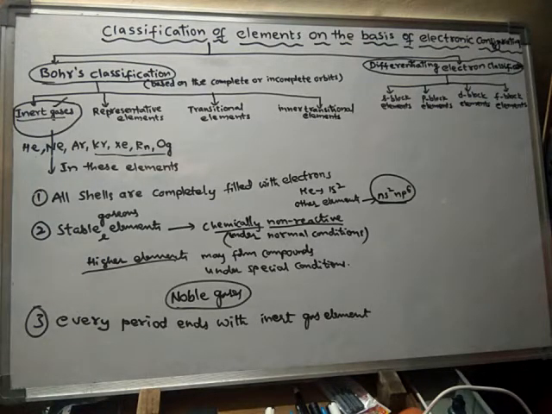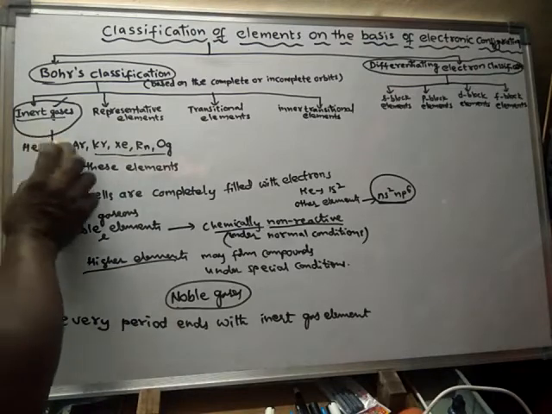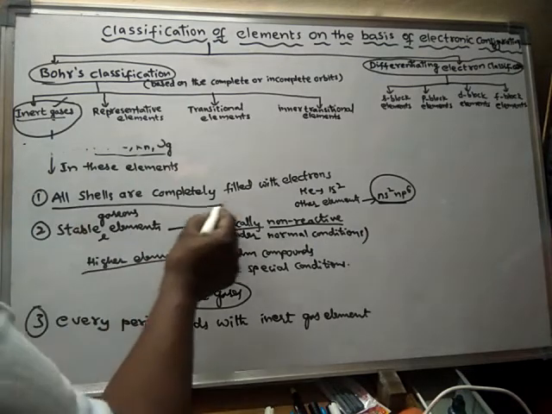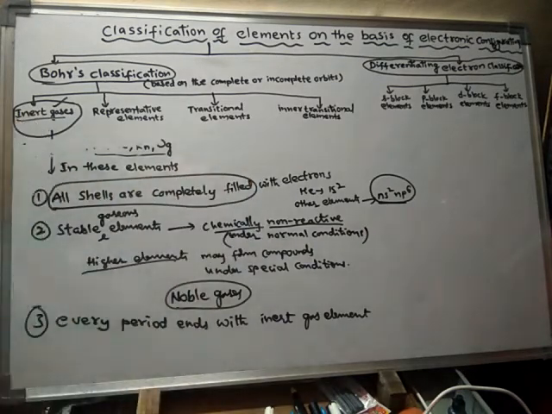So like this, these are some important points which we should learn about the inert gases. Inert gases are placed at the extreme right side of the periodic table, under the 18th group. So now we will learn about the representative elements. In inert gases, all shells are completely filled. So this is most important. All shells are completely filled in inert gas.